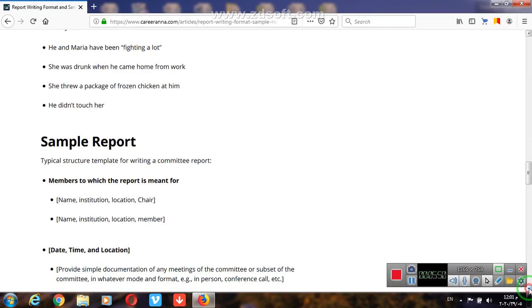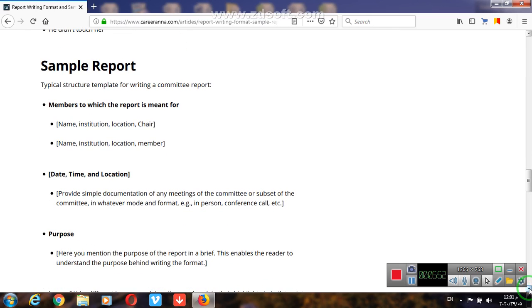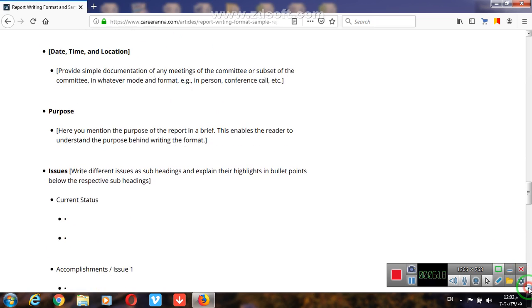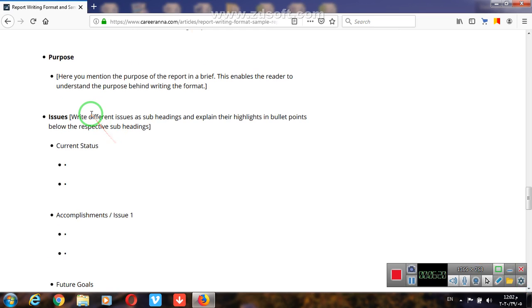And now let's see a sample report template. Typical structure template for writing a committee report. You have to mention members to which the report is meant for, name, institution, location, or member. You have to mention date, time, and location. You have to mention the purpose, okay, and this is important, okay, don't forget. Here you mention the purpose of the report in brief.